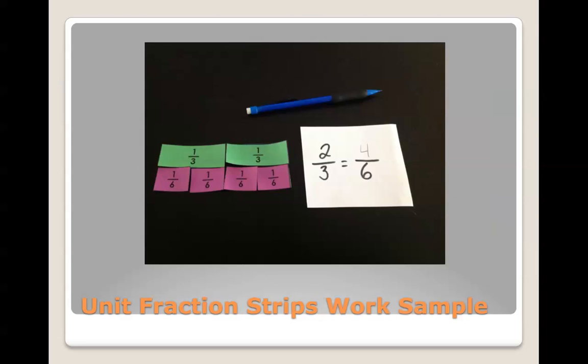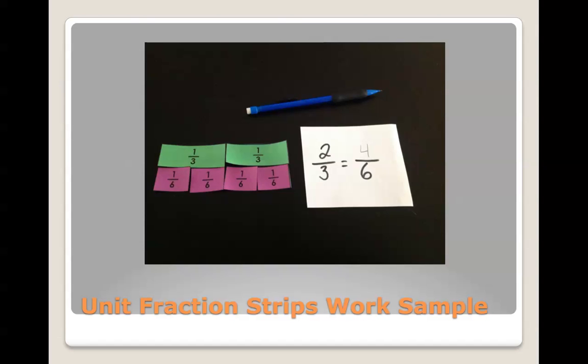This is a picture of what the students would actually submit. As you can see here, they determine that 2/3 is made up of 2 of the 1/3 strips, and to make an equivalent fraction, or a strip that's the same length, they would have to use 4 of the 1/6 fraction strips, so 2/3 is equivalent to 4/6.